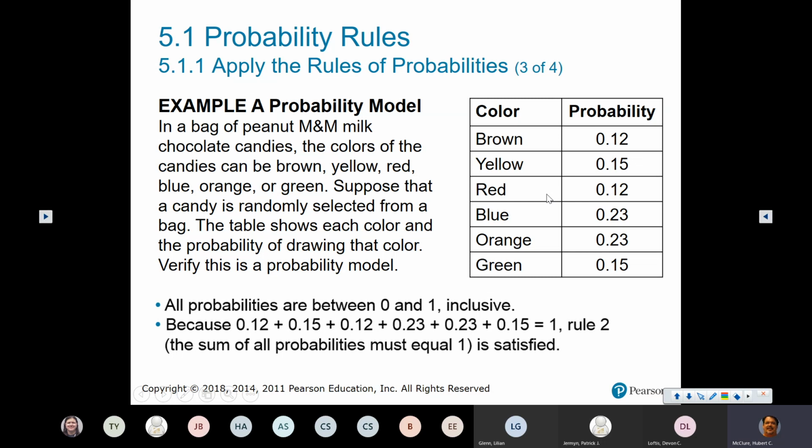You'll be given a table and they'll either have decimals or fractions in that table. Each one of them has to be between 0 and 1. No negatives and nothing above 1. And then if you add them up, they should equal 1. So you might want to write that table down right there and this down right here. And right above it, no negatives and no probabilities greater than 1.